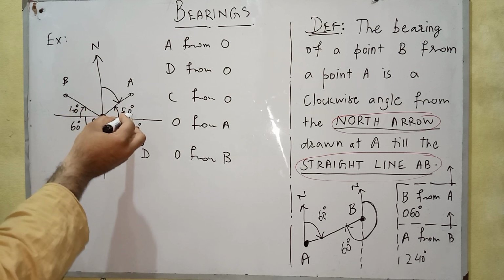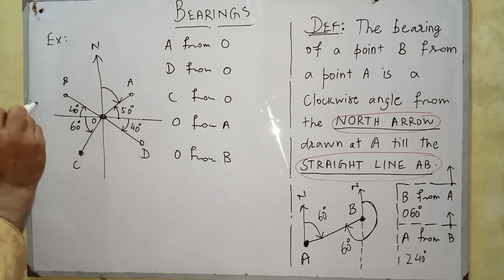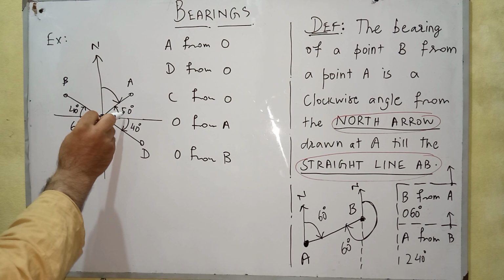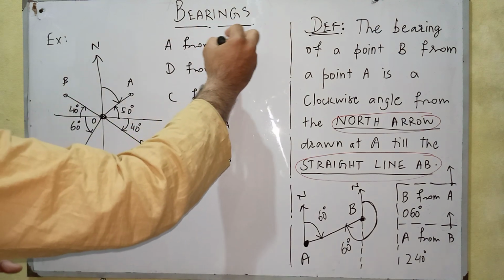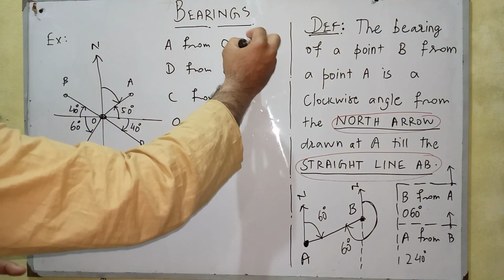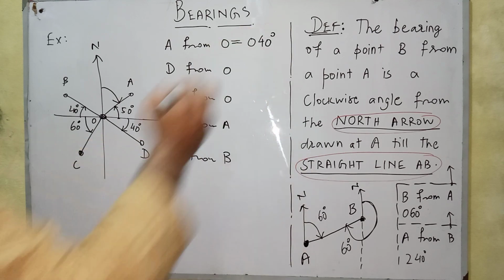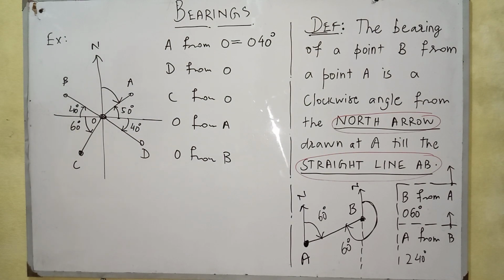You can measure this angle because these two angles are complementary angles. So if this angle is 50 degrees, this angle will be equal to 40 degrees, and we will write this angle in a 3-digit number. This will be equal to 040 degrees.